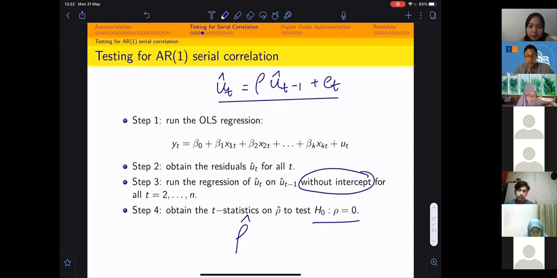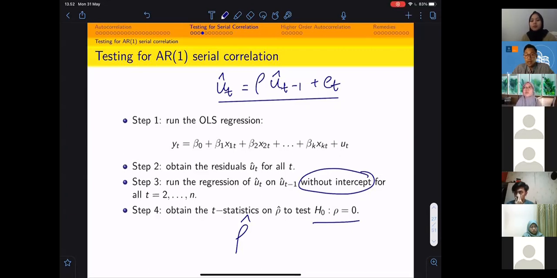So again, given the statistics on the estimated correlation coefficient rho hat, we're going to conclude whether we reject or do not reject the null hypothesis. That's basically an overview of the way we should regress on the lag.